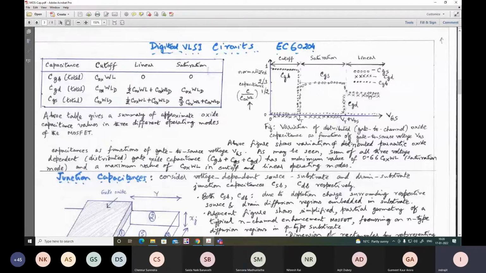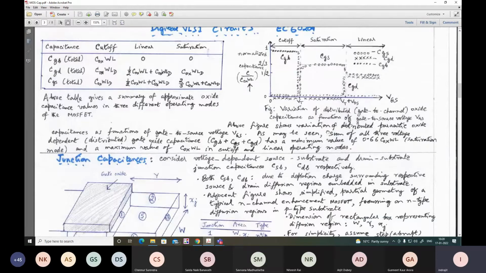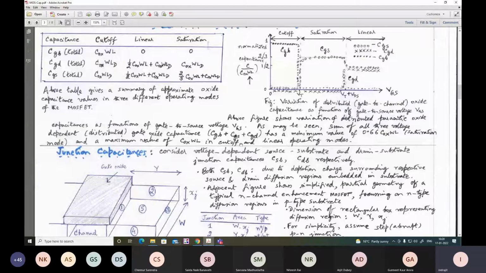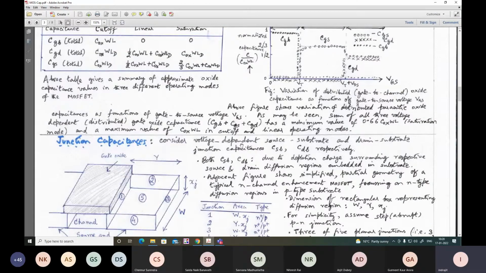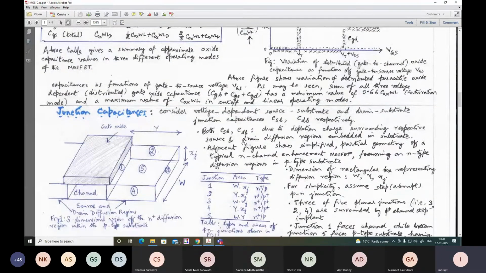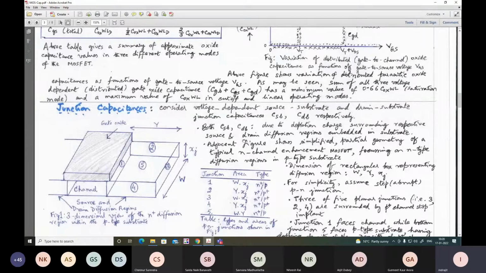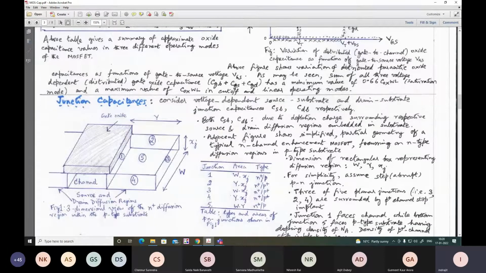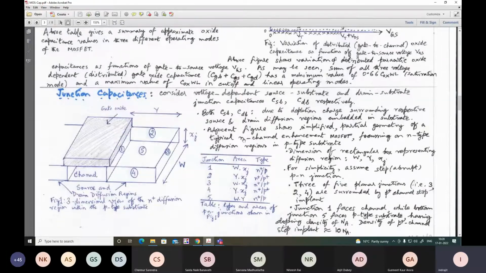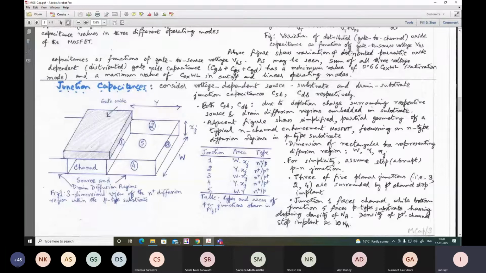Now, the more important capacitance which will play an important role during the transient phenomena happens to be the junction capacitance. This we need to pay additional attention to. So junction capacitance means, here for simplicity we are showing the drain side view, and also an approximate three-dimensional view we are taking.